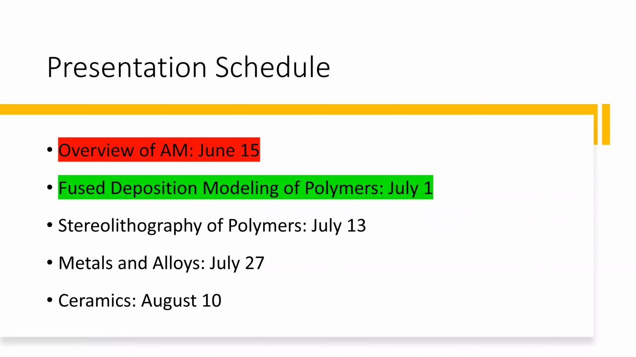Here's the schedule. Last week, we looked over the overview of additive manufacturing. This week, we looked at fused deposition modeling, specifically of polymers. Next week, we'll look at the stereolithography of polymers, then we'll move on to metals and alloys and how those are being used in additive manufacturing, and then finally end with ceramics.